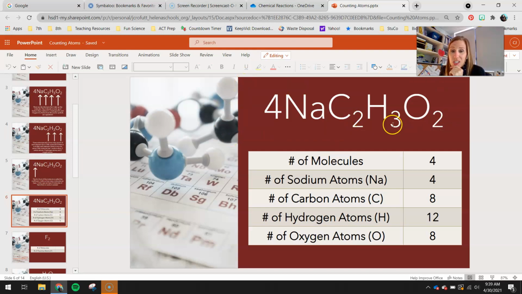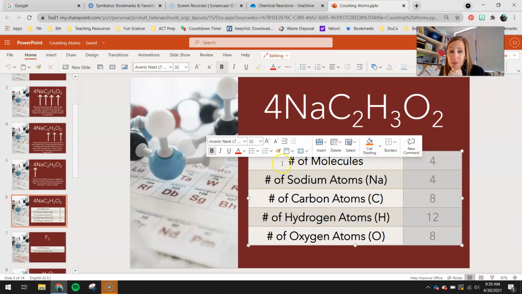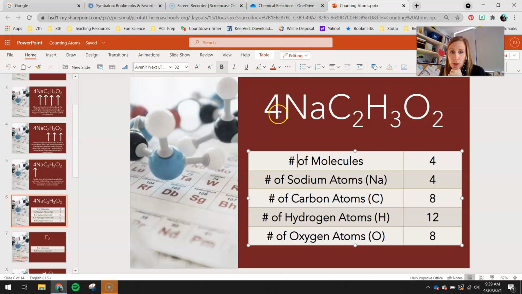You guys will see the coefficients and the subscripts, and then you guys will fill out this column of the table. This one's your example, so it's already done for you. So the number of molecules, you would look directly at the coefficient right here and say, all right, we got 4 molecules. Number of sodium atoms, so in one molecule we have 1 sodium atom, but we have 4 molecules, so 1 times 4 is 4.